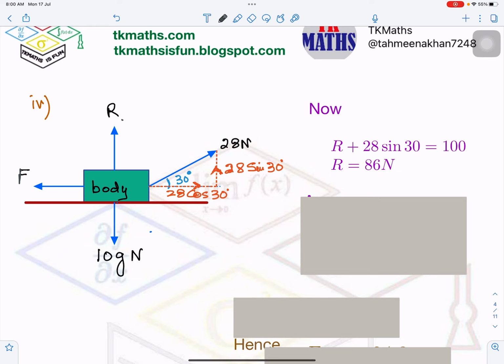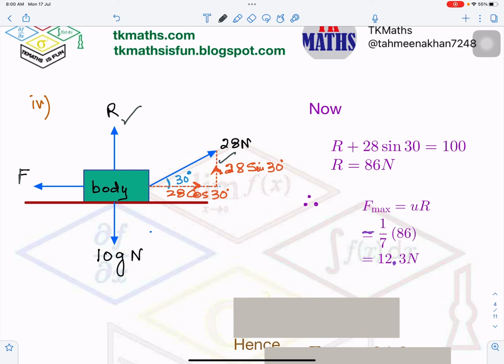Because the R direction is up and this vertical component of the force is up, I add them up and equate to the opposite, which is 100. Why did I equate it? Because no motion is happening vertically, so these forces are balancing each other. Now that I know my R, let's calculate the maximum frictional force, which is 12.3.